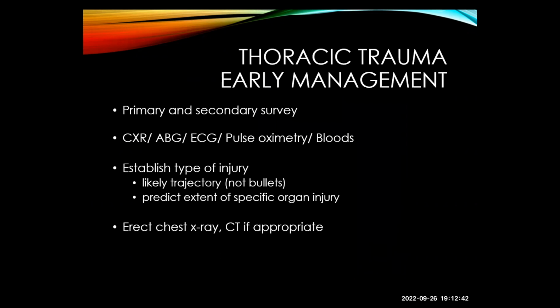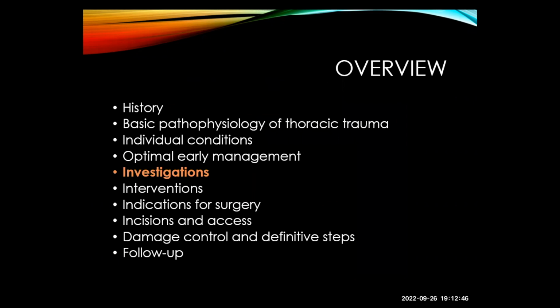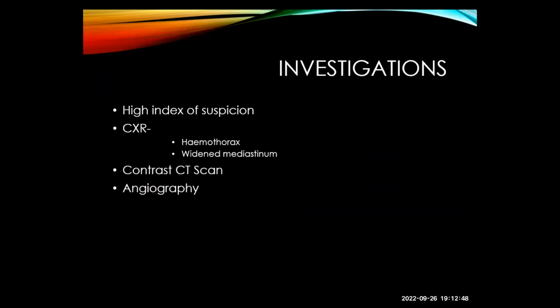Clearly, the rest is your ATLS, primary, secondary survey. I won't dwell on it. When you come to investigations, always have a high index of suspicion. When you have a hemothorax, what else is going on? So your primary chest X-rays, contrast CTs. Today, everybody gets a trauma contrast CT and, where indicated, an angiograph.